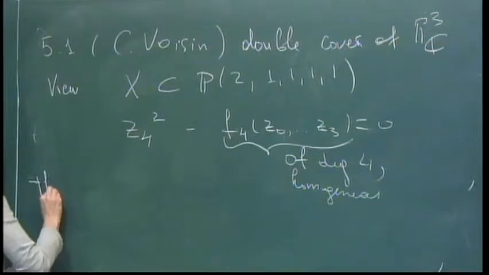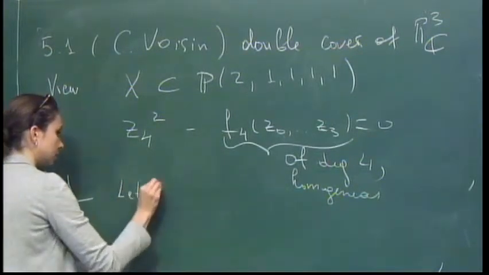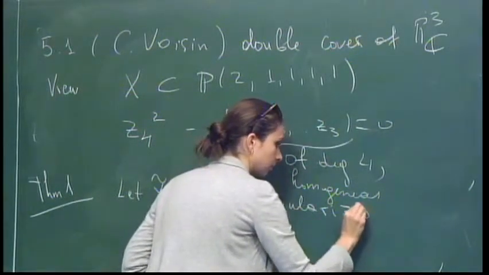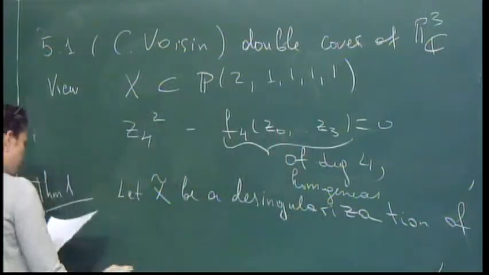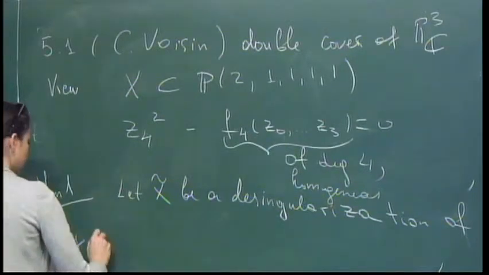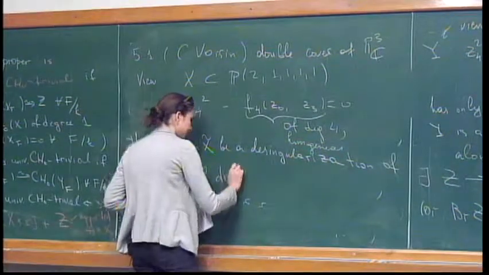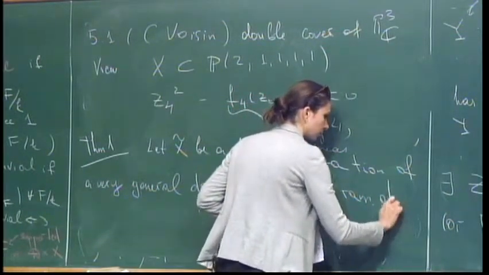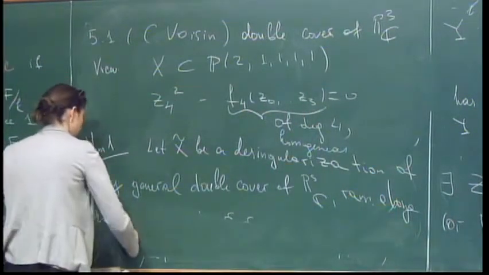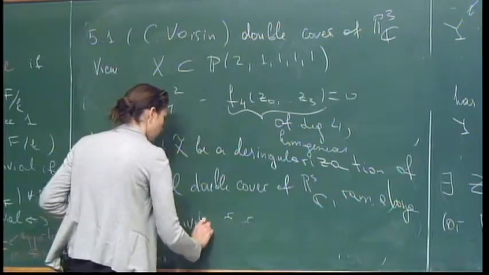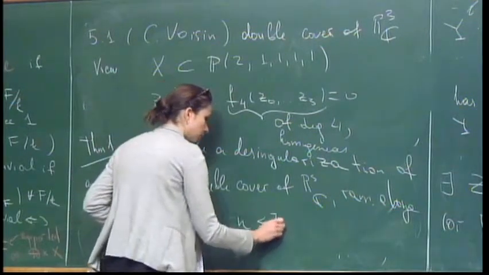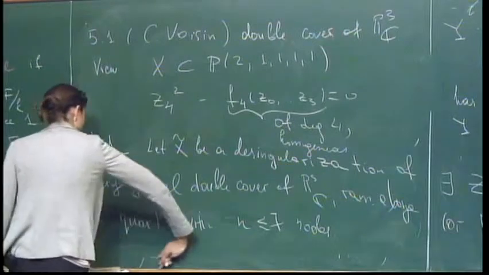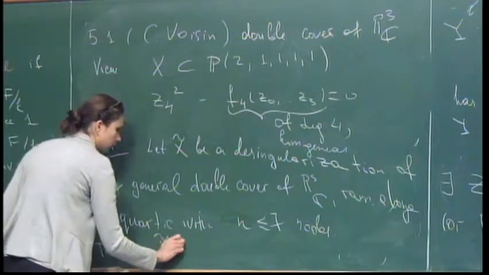And what she proves is the following. Theorem 1. Let X tilde be a desingularization of a very general such double cover of P3 ramified along a quartic with at most 7 nodes. Then the conclusion is that X tilde is not stably rational.